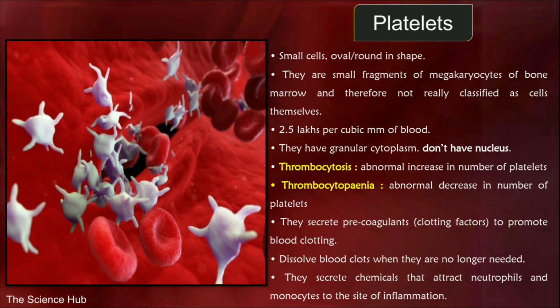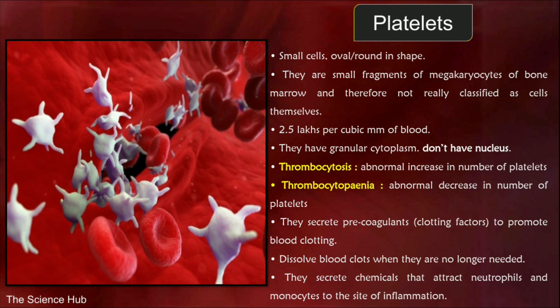The condition in which there is an abnormal increase in the number of platelets is known as thrombocytosis. The condition in which there is an abnormal decrease in the number of platelets is known as thrombocytopenia.